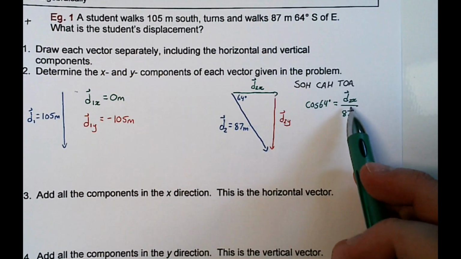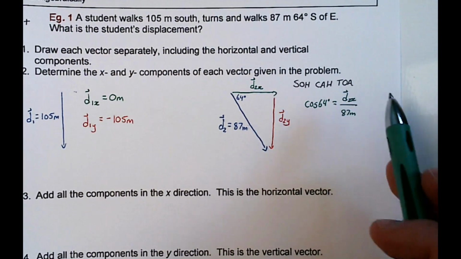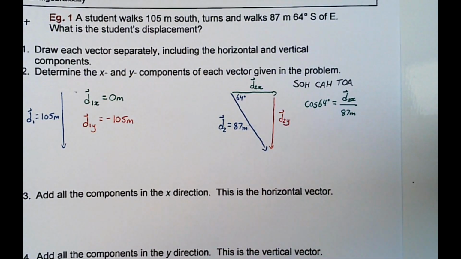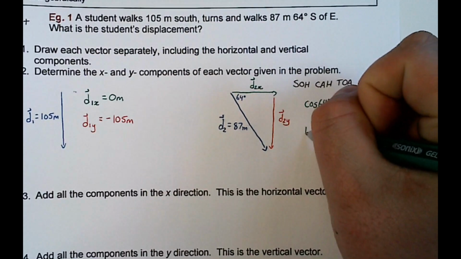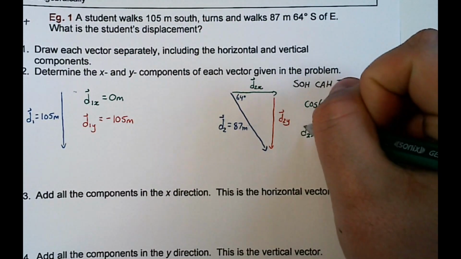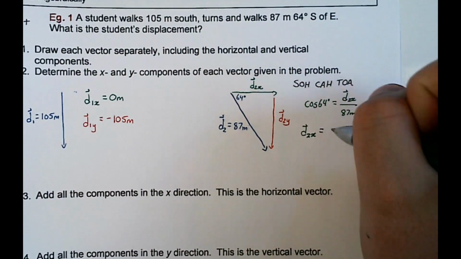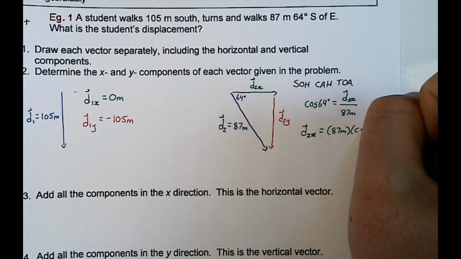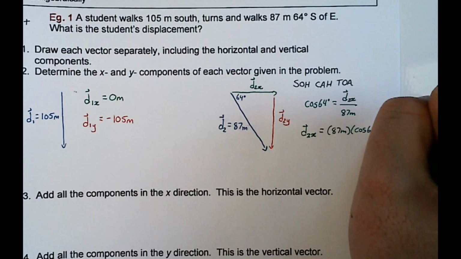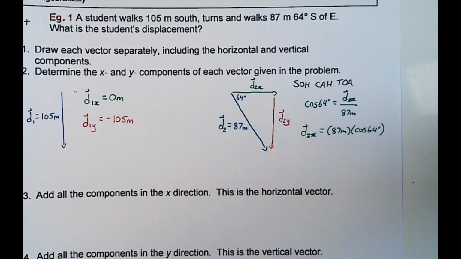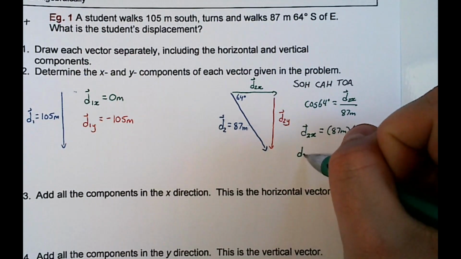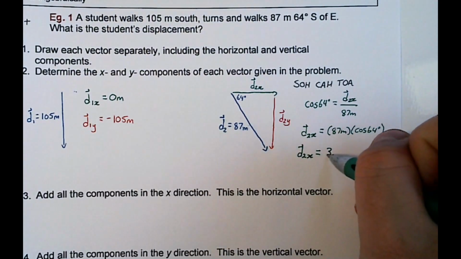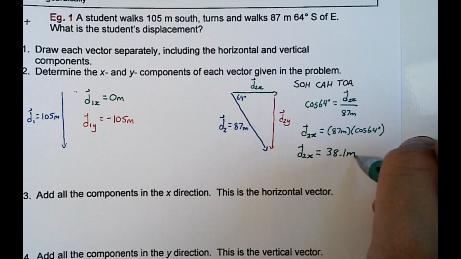So when we rearrange this and solve for d2x, we want to get that by itself. So we're going to multiply both sides by 87 meters. If I rewrite that, displacement in the x direction is equal to 87 meters times the cosine of 64 degrees. When you plug that in and solve, you're going to calculate an answer of 38.1 meters.